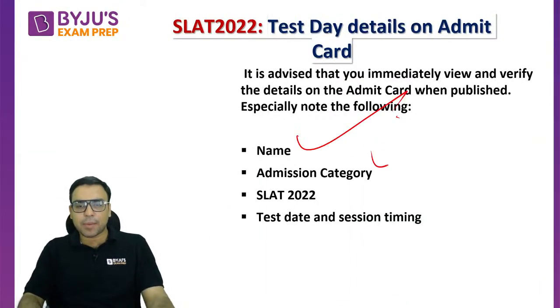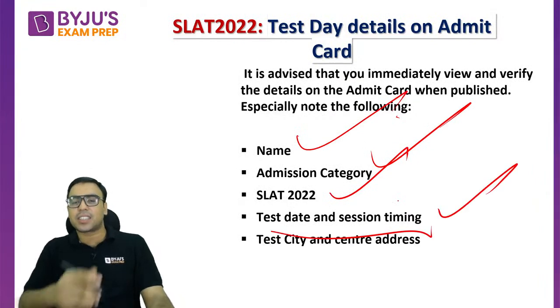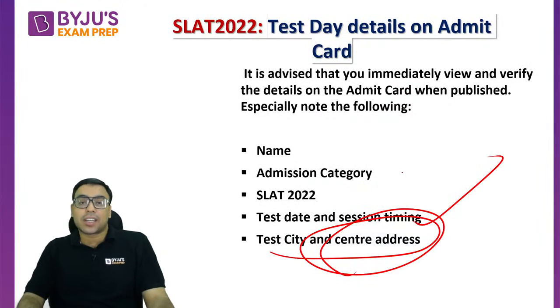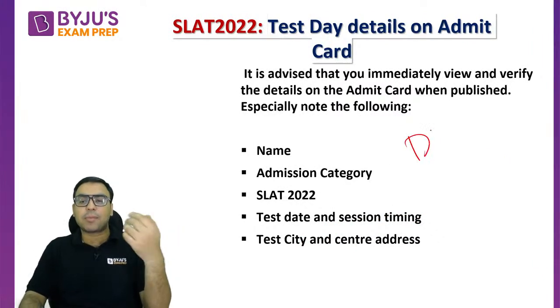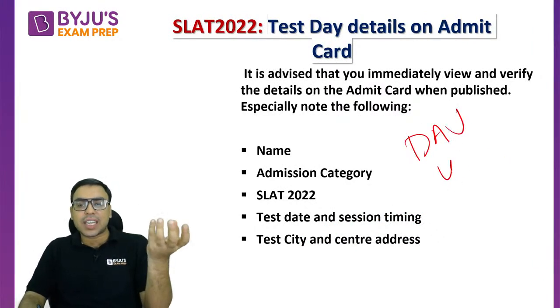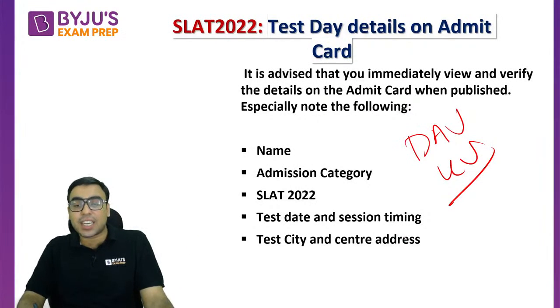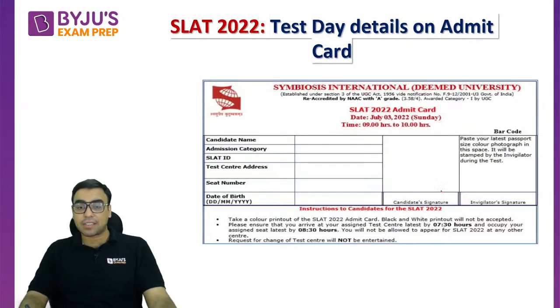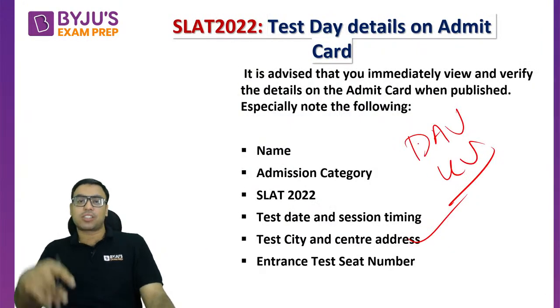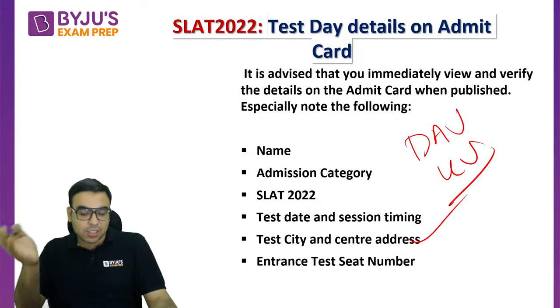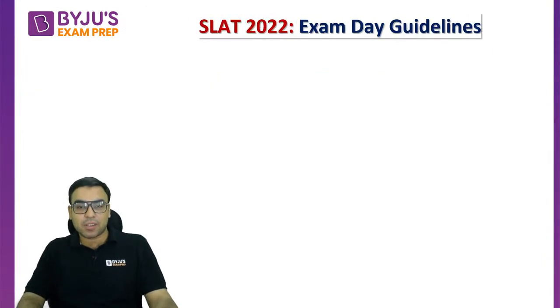Yes, you should see the name, admission category, SLAT, test date and session timing. And yes, the center address is very important. Please ensure that you reach the correct center, because for example, in one city there can be more than one DAV college, there can be more than one Kendriya Vidyalaya. So ensure that you are going to the exact center which is mentioned in the address. Do not get confused. Sometimes students get confused because there are multiple DAVs, some other DAV college, some other Kendriya Vidyalaya. So please do not do that. That will be very painful at the time.